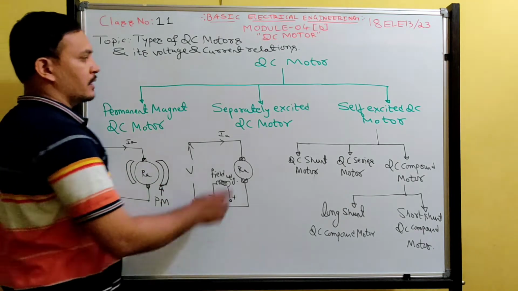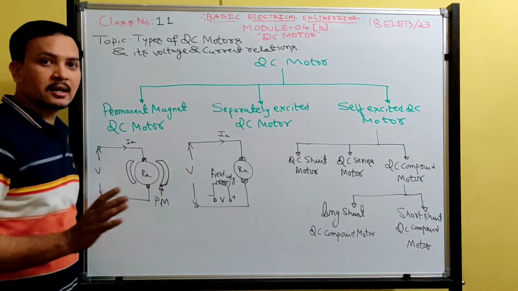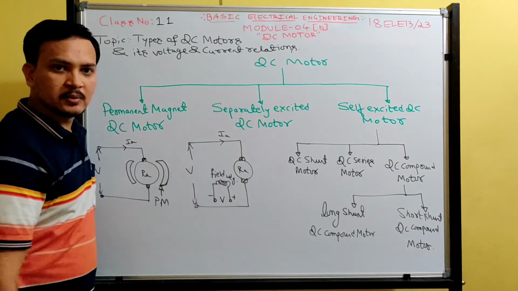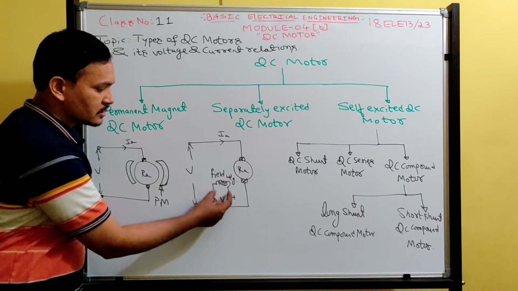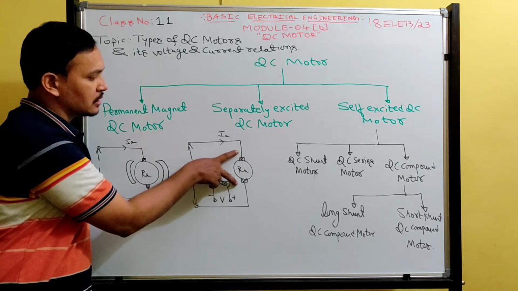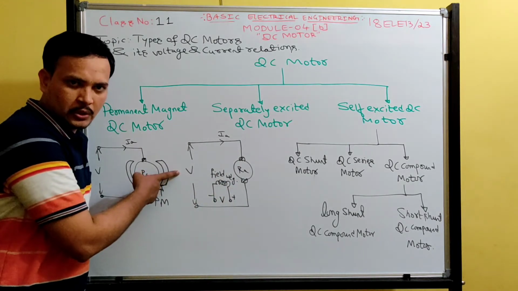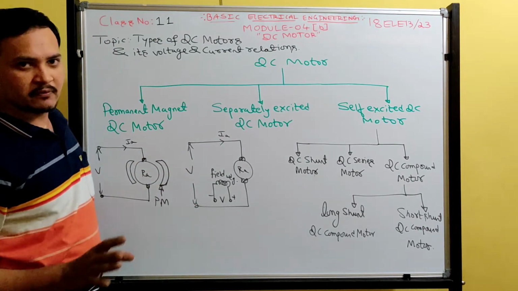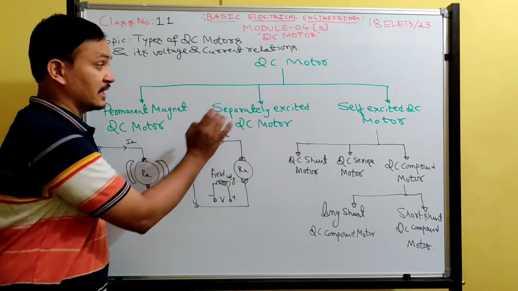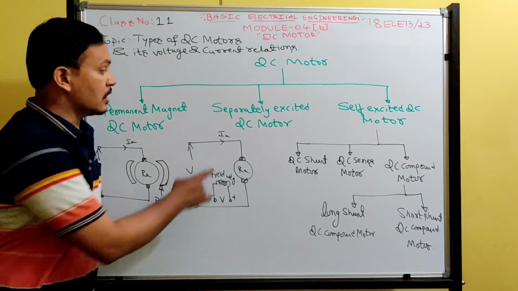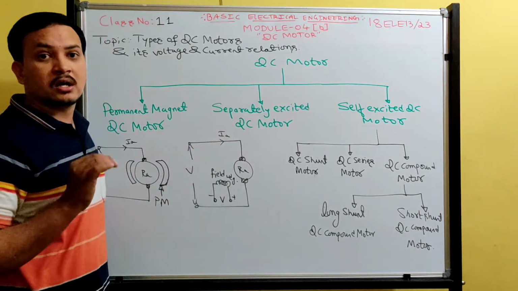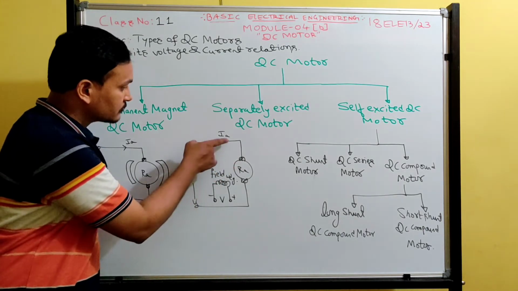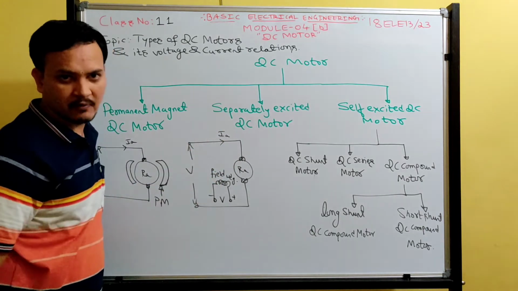And next is the separately excited DC motor. So here, the field winding of the DC motor is given a separate source, and the armature is also given an external source. So the only distinguishing fact in a separately excited DC motor is that the armature current does not flow through the field winding. The current flowing in the armature will not flow through the field winding.